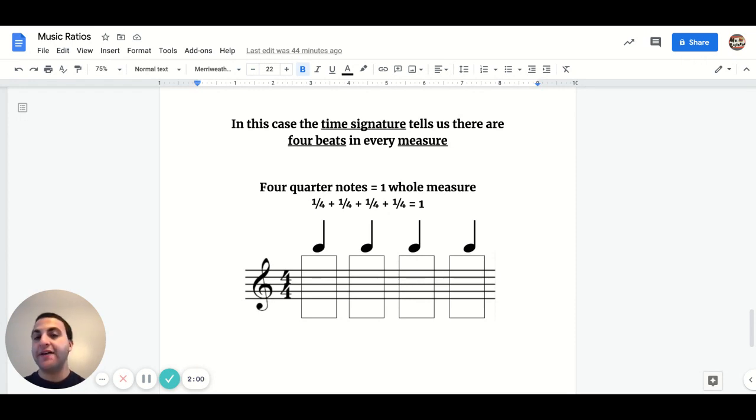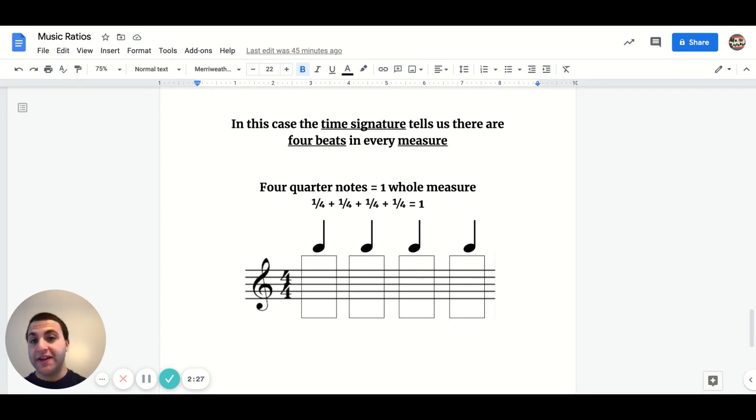And you'll notice that I have 4 notes above the staff there, and those notes are called quarter notes. So we have a quarter note, plus a quarter note, plus a quarter note, plus a quarter note, which equals one whole measure. Or we can think of it as a quarter plus a quarter plus a quarter plus a quarter equals 1.